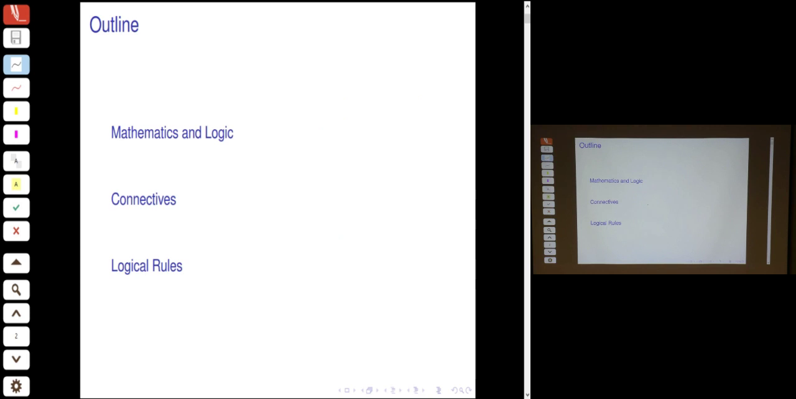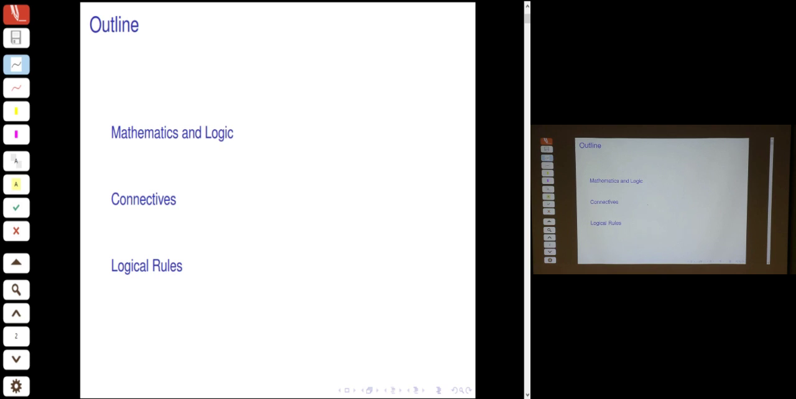Okay, so the outline, the plan of today is I'll say something about why we want to spend time on logic, the relation between mathematics and logic. And then we talk about some logical facts. So we'll study something called connectives. Those things are like "and" or "or", which put two sentences together, right? So it's connecting two statements. So they are called logical connectives.